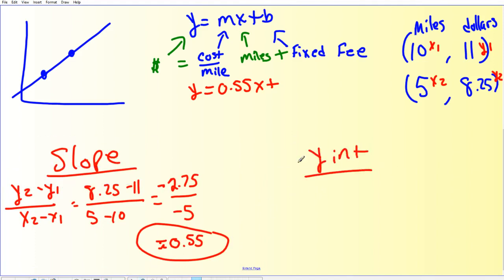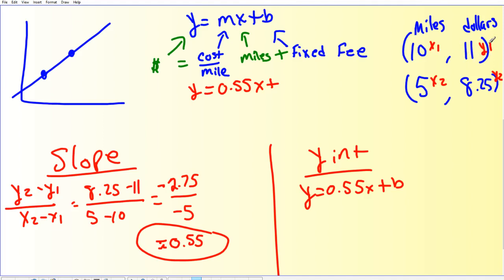So here's my work for finding the y-intercept. I'm going to take this equation: y equals 0.55x plus b. And I hope you remember doing this before. If we want to find the y-intercept, we have to plug in a point for our x and our y variable. I know some x and y values. They give me 2. I'm going to take the one that's prettier, this one, because there's no decimals.